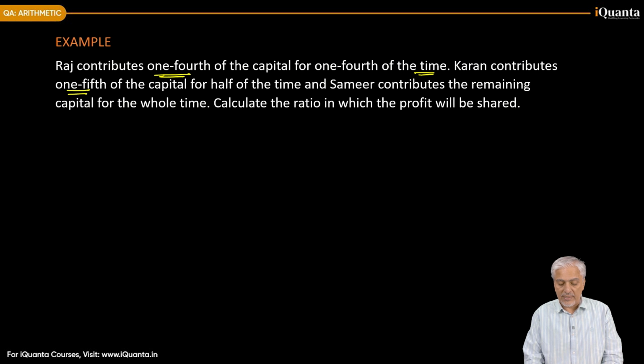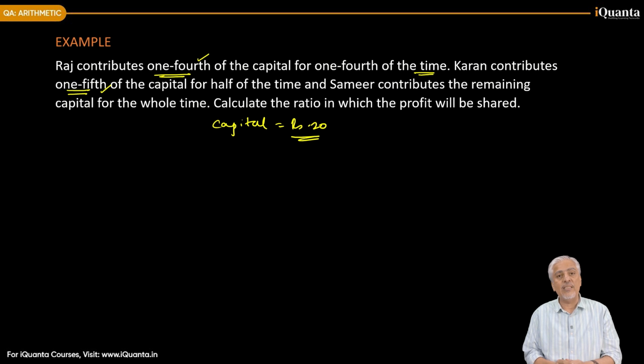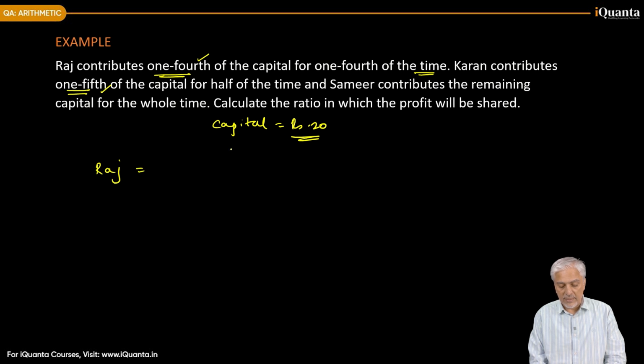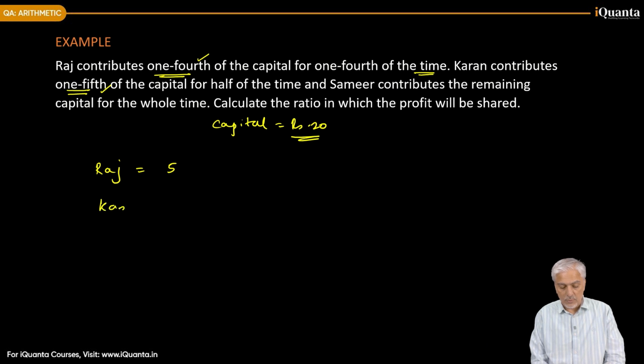Let's look at the capitals. In capital there is 1/4 and 1/5. So if I say the capital requirement was say 20 rupees. You can take 20,000 also, but keep numbers small, it will be easy. Suppose if capital requirement was 20, Raj contributes 1/4. So Raj's investment is 1/4 of 20, so 5 rupees. And I'll come to time period later. Karan's investment, 1/5 of 20 will be 4 rupees.